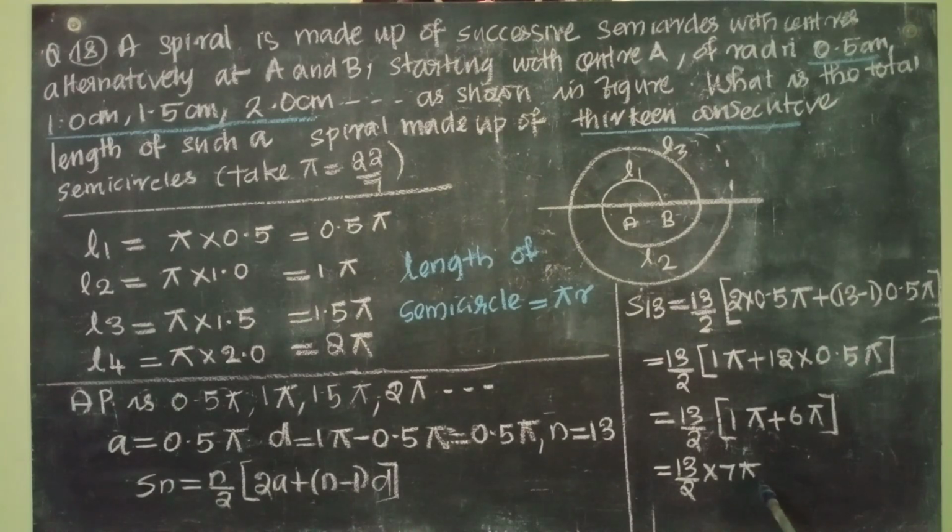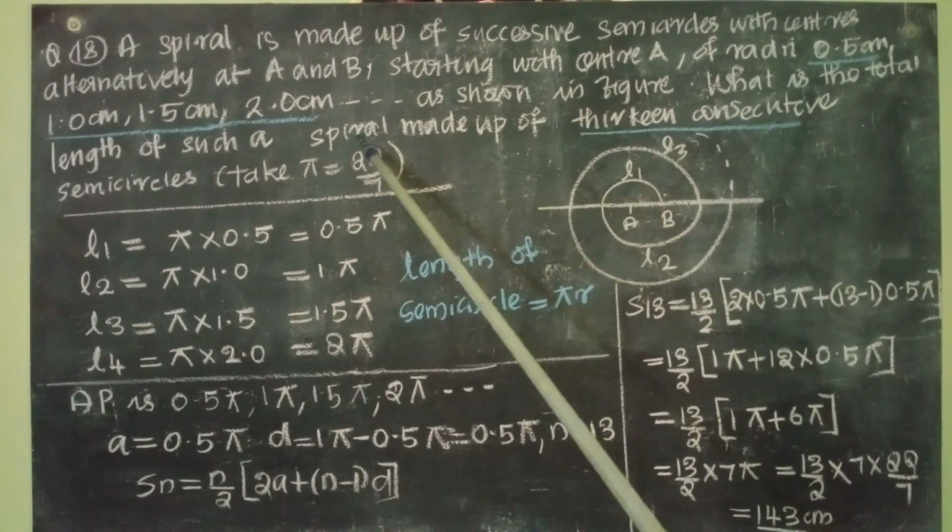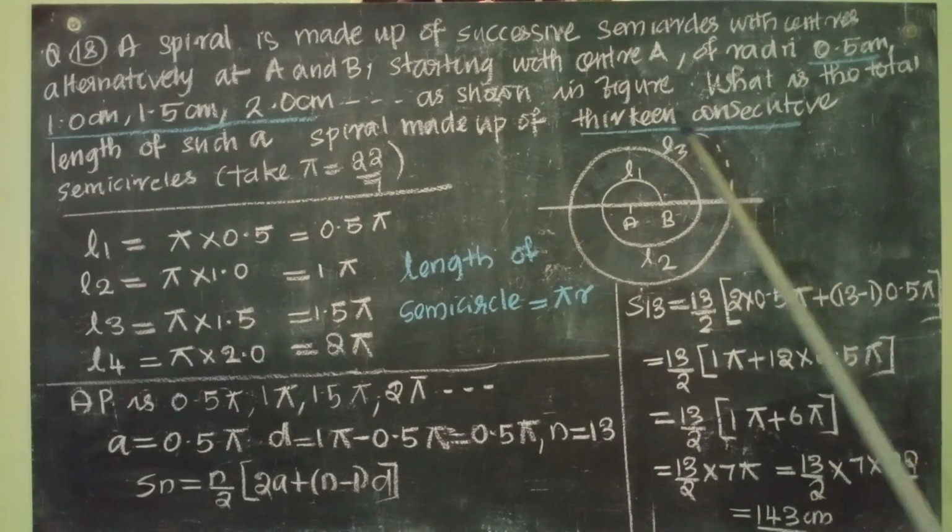Now we can substitute the value of pi. We know the value of pi is 22 by 7. So that is equal to 13 by 2 into 7 into 22 by 7. We can cancel 7 and 7, and 2 and 22 also cancel. We get 11, so 13 into 11, which is equal to 143 centimeters. So the total length of the spiral made up of 13 consecutive semicircles is 143 centimeters.